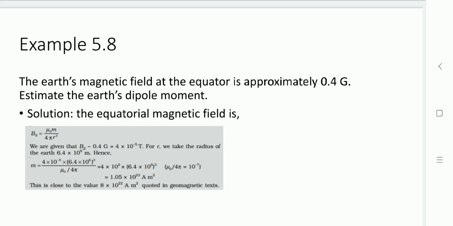So replace the values over here: B is 4 into 10 raised to minus 5. Make m, the magnetic moment, the subject of the formula. So m equals 4 pi r cube B_E divided by mu 0. Here replace the values of B_E and R. So we get the result 1.05 into 10 raised to 23 ampere meter cube.